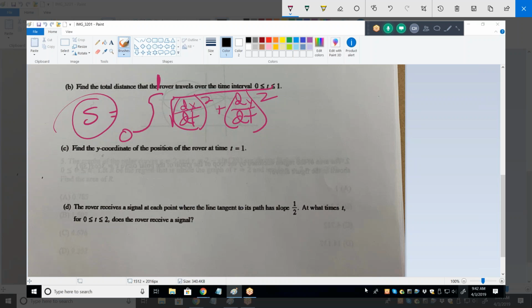And I think I can handle C also. If we want the y coordinate at time equal 1, then we have to do what? I'm not sure. Well, position is the integral of what? Speed? Yes, or velocity. Right, but how do I just find it for just the y coordinate?